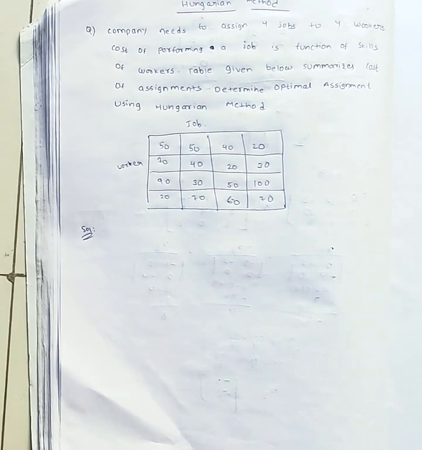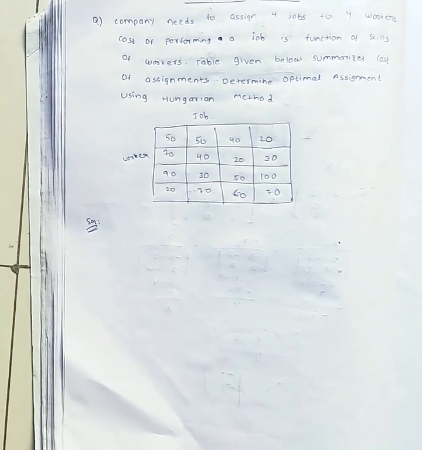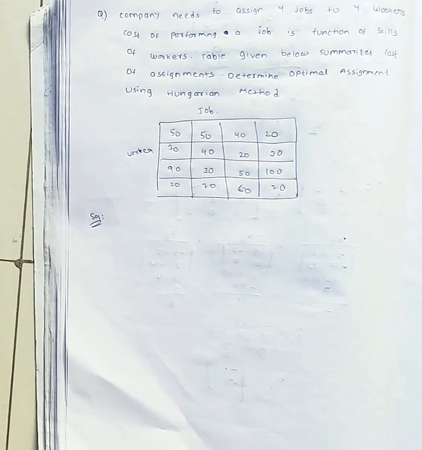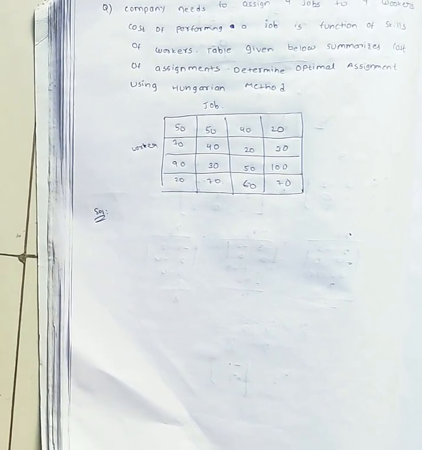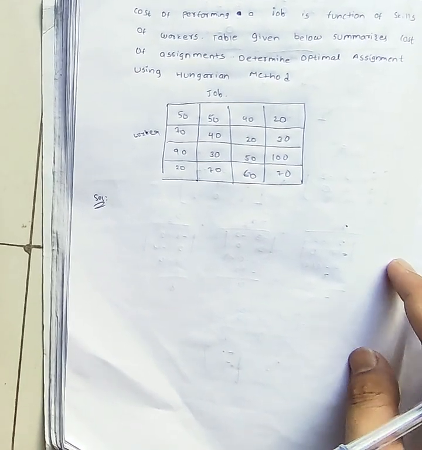Friends, in this video we are going to discuss the Hungarian method, a subtopic of the assignment model, assignment problems. It is very easy and it will be a 5-mark question in the semester exam. So listen carefully and you can get 5 marks easily. Let us go to the problem.